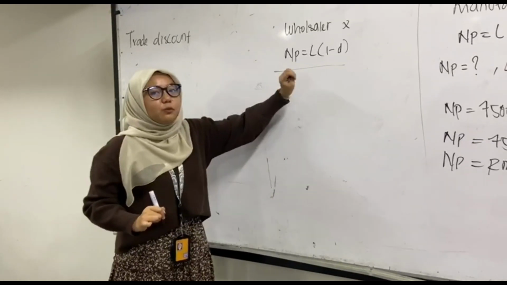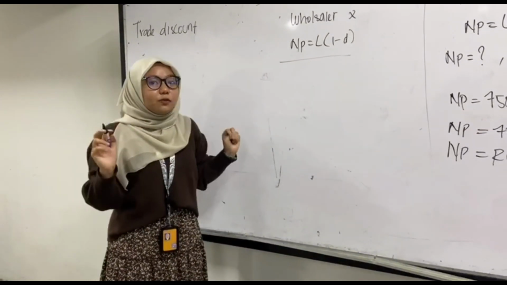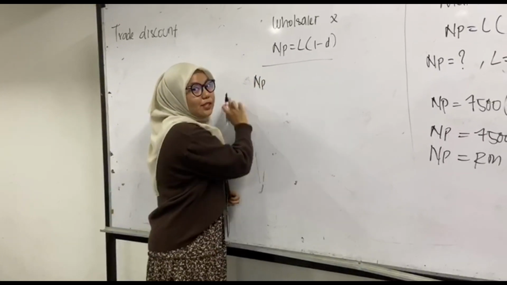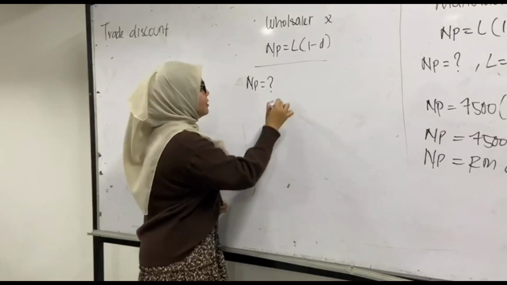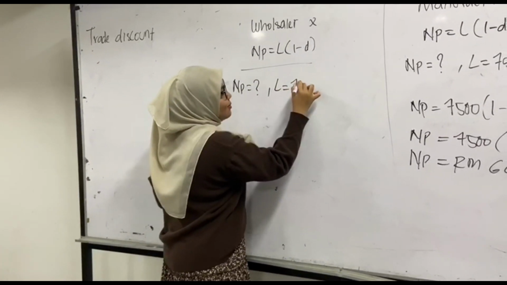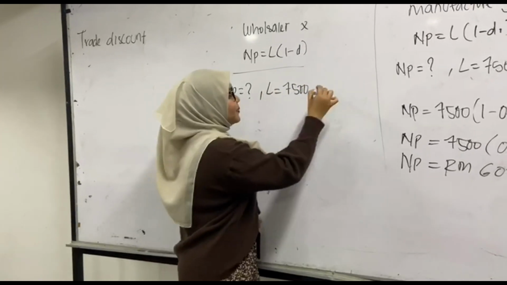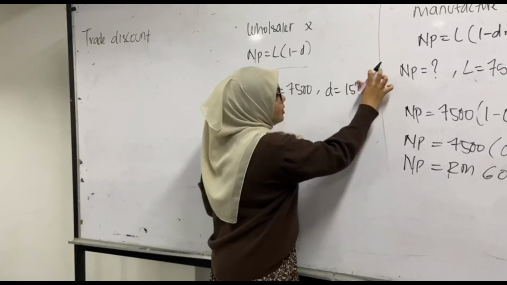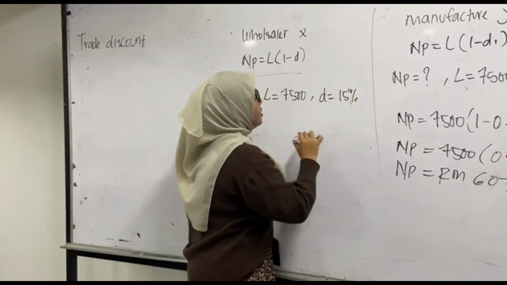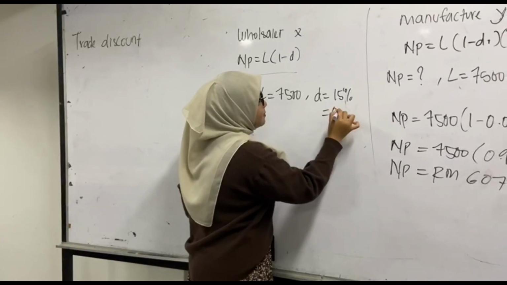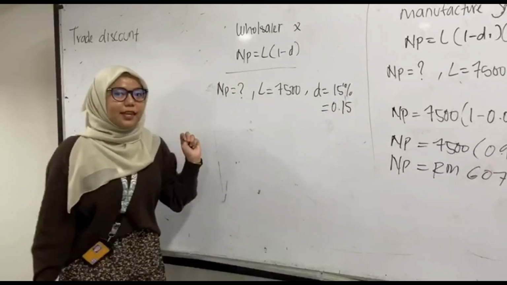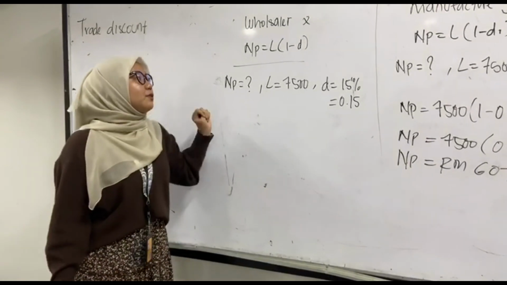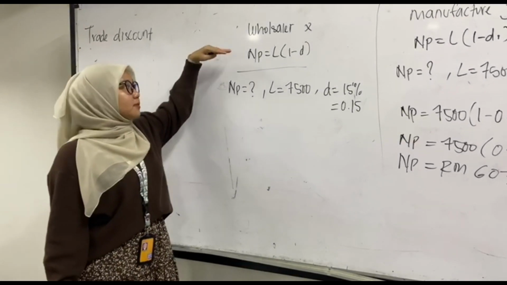After the formula, we have to list down all the numbers from the question. We want NP, so we don't know NP, and L is 7,500 and D is 15%, which the wholesaler gives to Ashraf. After we list down all the numbers, we have to substitute into the formula.